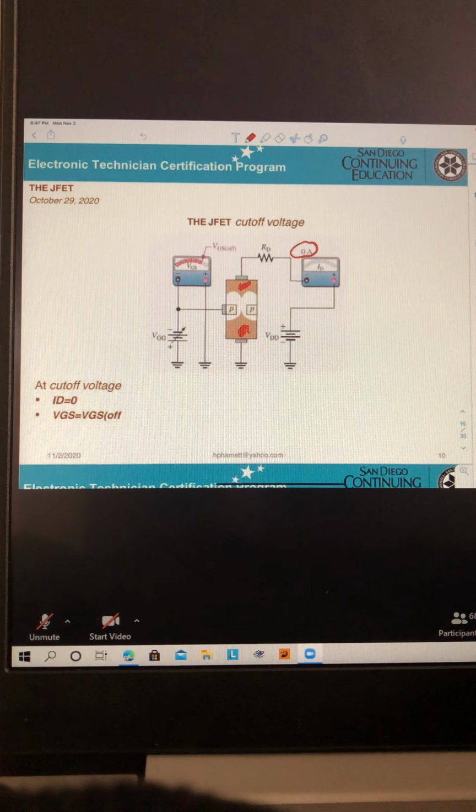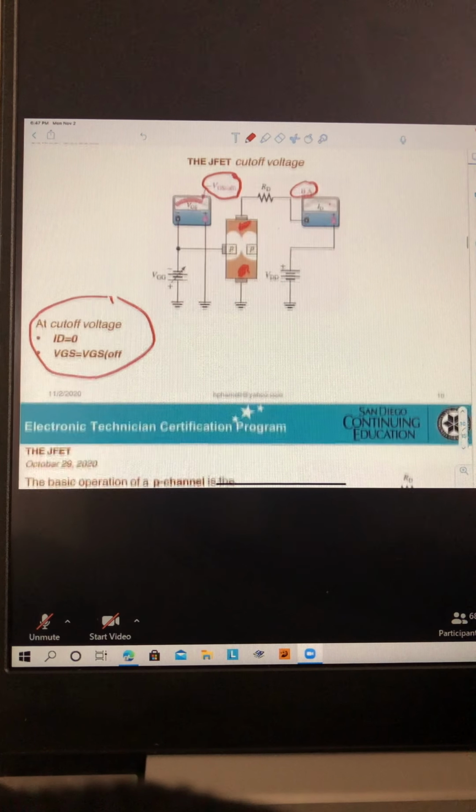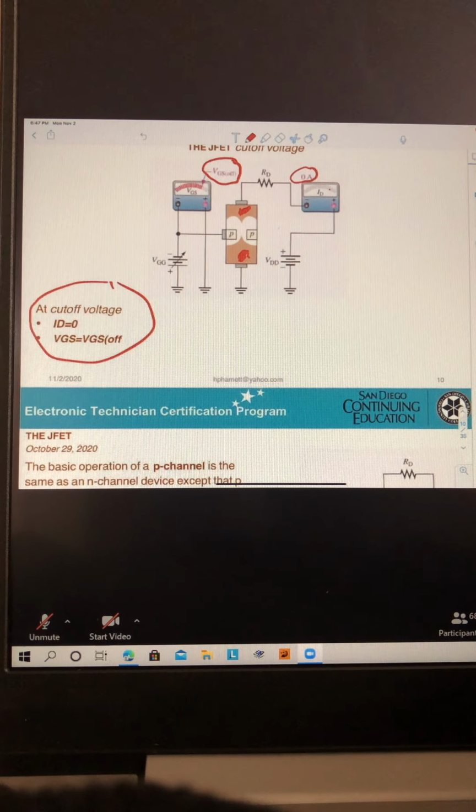Zero. The meter shows you 0 amps. So when the current ID equals 0 amps and VGS is now VGS off, there is no more electron moving, so that's why there is no more current. Okay? So what they said right here: at the cutoff, ID equals 0, and VGS will be equal to VGS off.